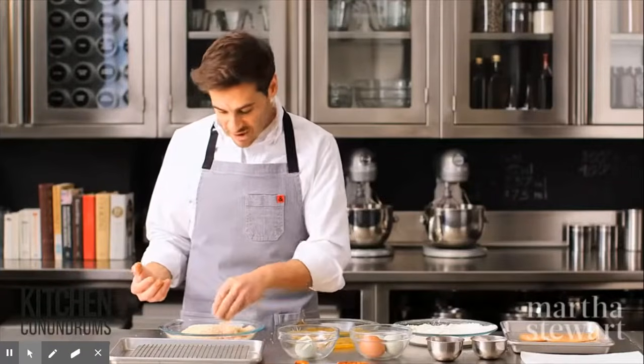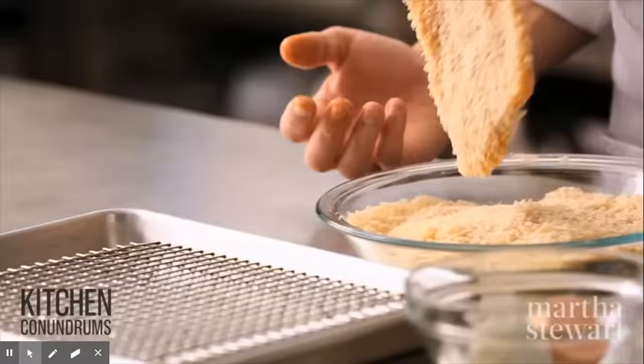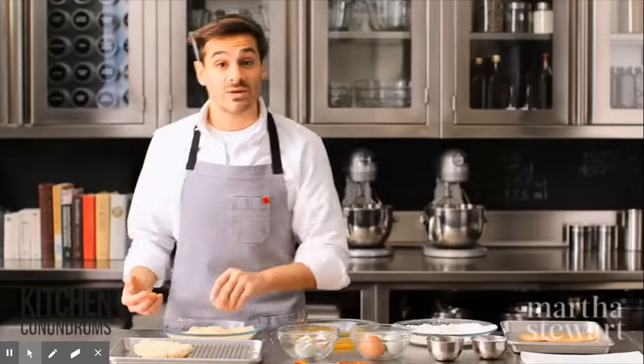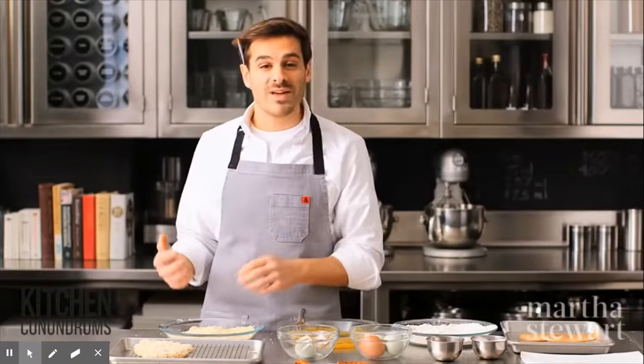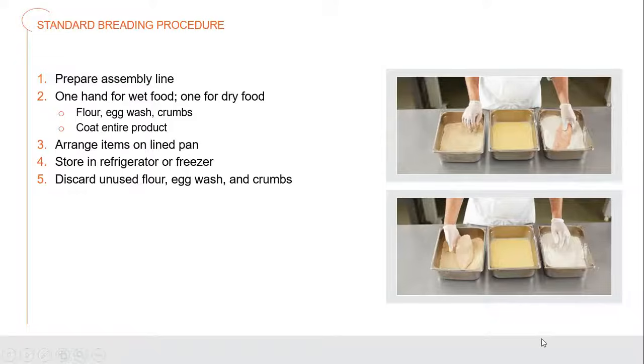Give it a slight, gentle pat, and then this goes on to a wire rack, and the secret is chilling the cutlets in the refrigerator for about 30 minutes. What that does is it helps the crust bond together. It will not fall off during the cooking process, so into the refrigerator for about 30 minutes.